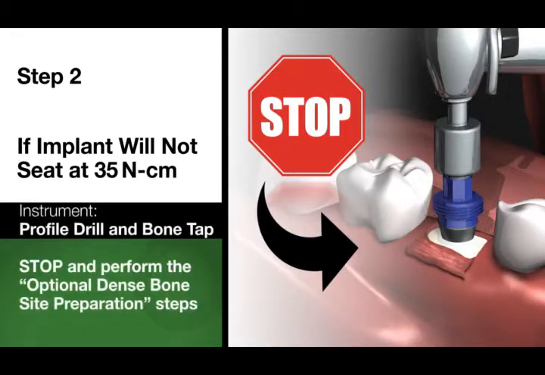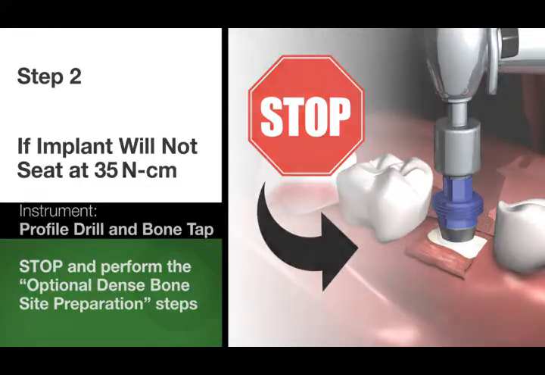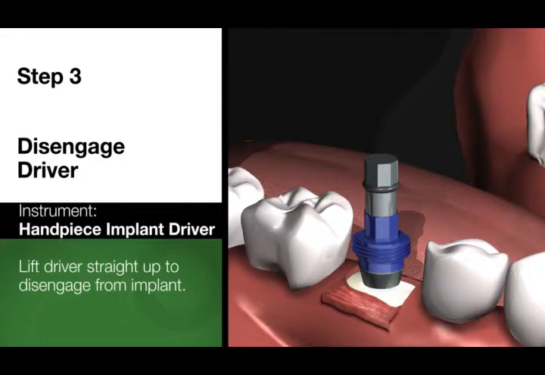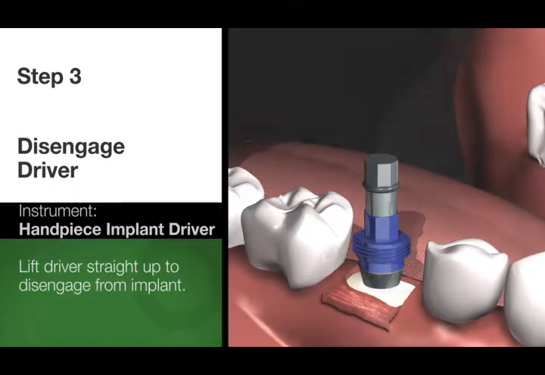If the implant does not seat at 35 Newton-centimeters, back the implant out of the osteotomy. Place the implant back into the sterile vial and refer to the optional dense bone protocols for the appropriate implant diameter. Step 3. Disengaging the driver. Once properly seated, disengage the hand or contra-angle implant driver tool from the implant by pulling off the tool in a straight upward or downward direction.